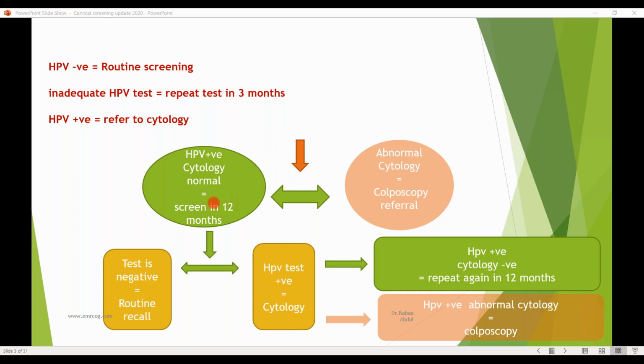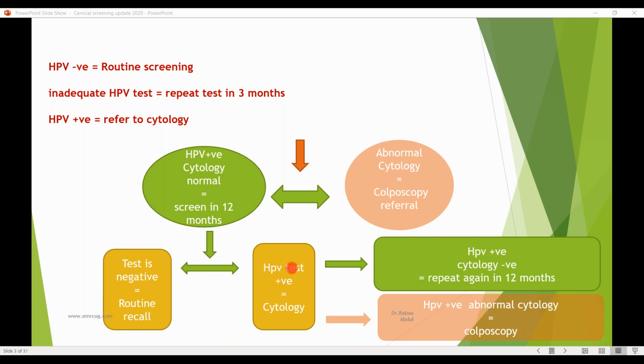Let's see what happened for this woman after we recalled her to repeat the screening test in 12 months. What happened is, we found her test negative, HPV found negative. So what shall you do? You will ask her for routine recall. Okay, so we will take care here, it's a routine recall.